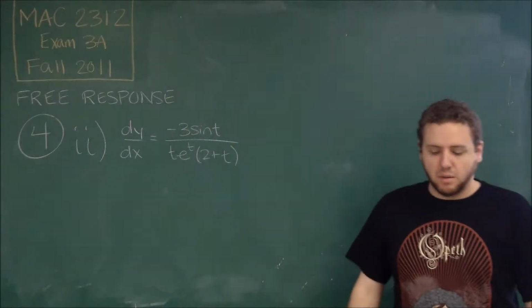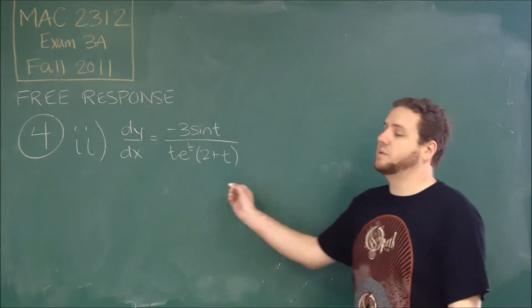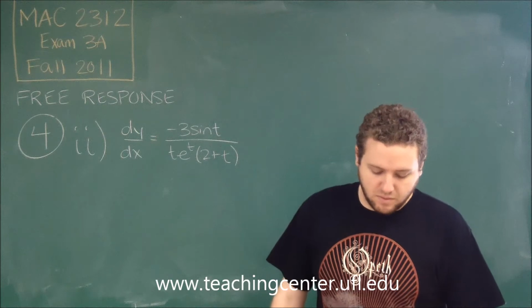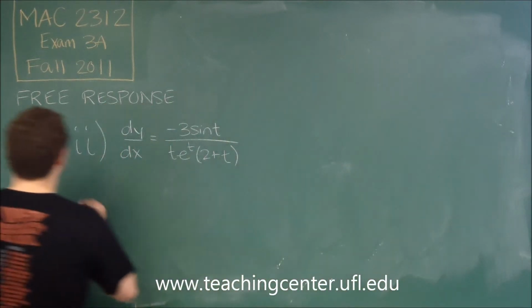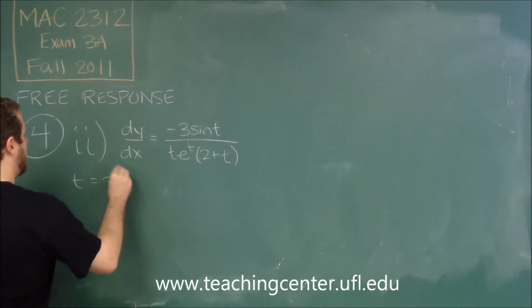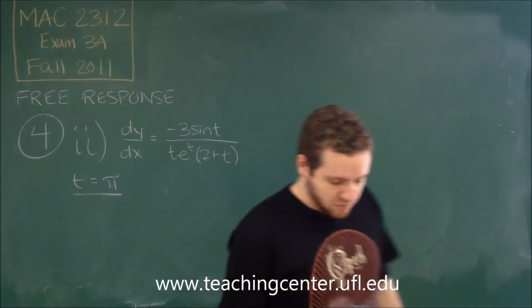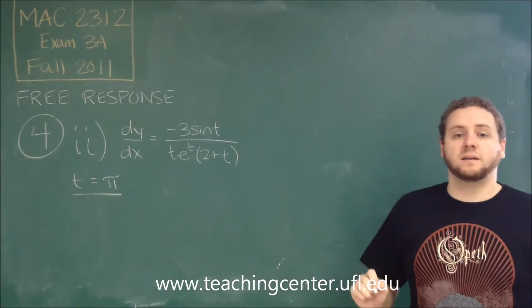For the second part of problem number 4, we need to determine the second derivative. So I've copied the derivative we got from the first part, and we're trying to find not only the value of it, but the concavity at the point that we were talking about. Remember, the point that we were talking about in the previous problem, we resulted in t equals pi. So in order to find the second derivative, we need to take the derivative of that.